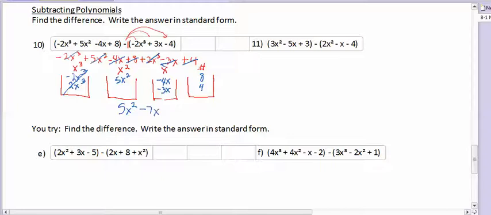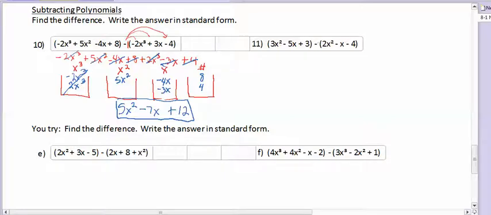Remember, don't add anything with x, the variables, just bring the variables down. And now I have an 8 and a 4, so 8, 9, 10, 11, 12, and it's a positive 12. Okay, so here's my final answer: 5x squared minus 7x plus 12. Okay? Alright, so now let's do the same thing with the number 11.